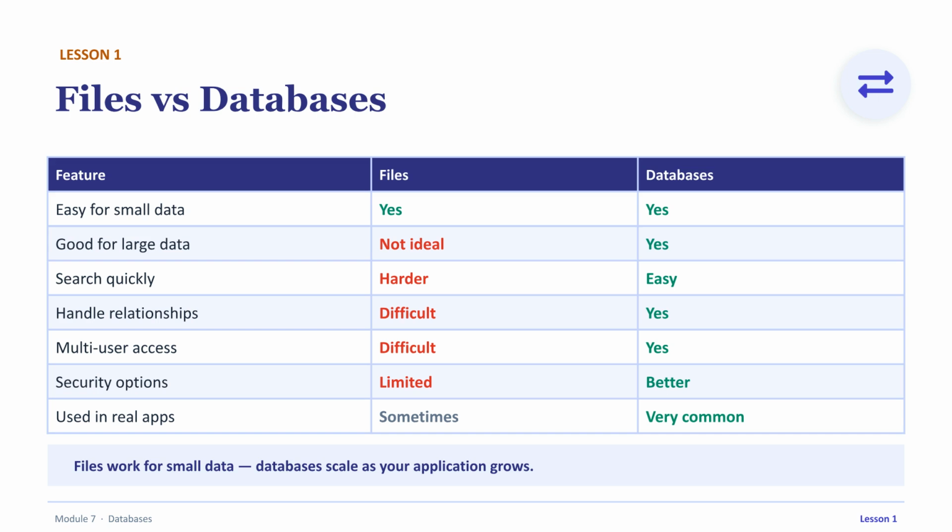For a handful of records, files are fine. But as data grows, files become slow and messy. Databases shine when you need to search quickly, handle relationships, support many users, and keep data secure. This is why real applications almost always reach for a database.